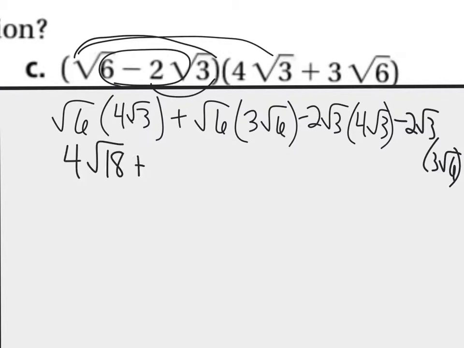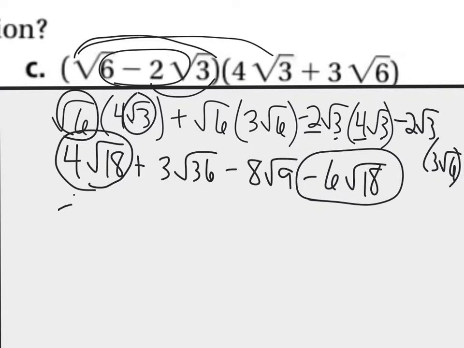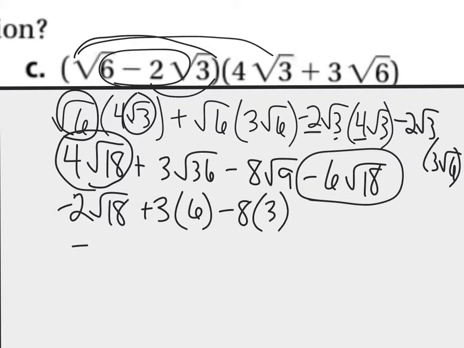So 4 square root of 18, again just multiplying the numbers under the radical here. Same thing on the second part. Here 2 times 4 is 8, and then under the radical 3 times 3 is square root of 9, and then minus 6 square root of 18. If you notice these both have square root of 18s, if you want to combine those now you can. We'll actually be able to simplify them in a minute. Square root of 36 is 6, square root of 9 is 3.